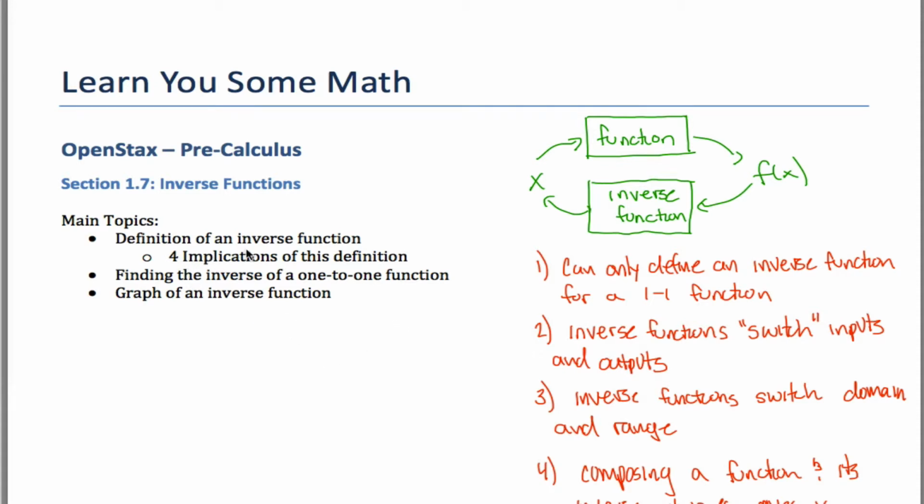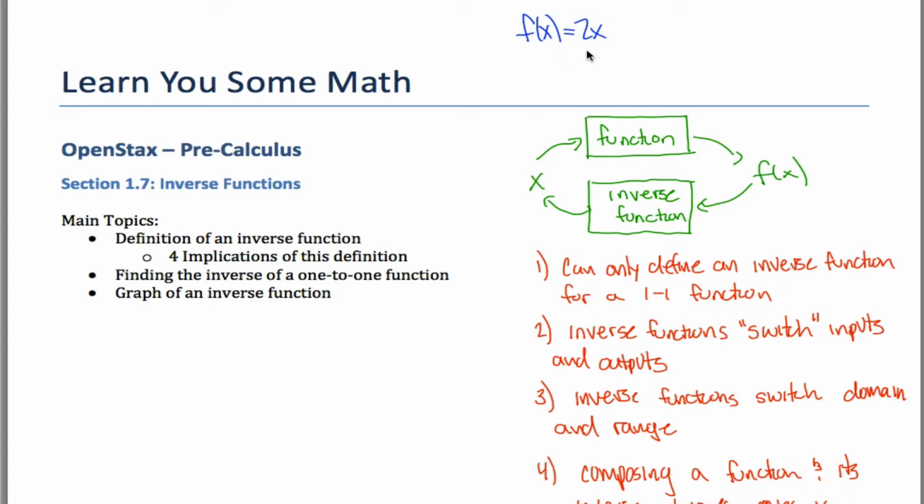From section 1.7 when we learn about inverse functions. Basically, an inverse function is a function that undoes some other function. So the way to think about this is you start out with some function, maybe f of x equals 2x. This machine doubles the input. So if 4 goes in, 8 comes out. If negative 5 comes in, 10 comes out.